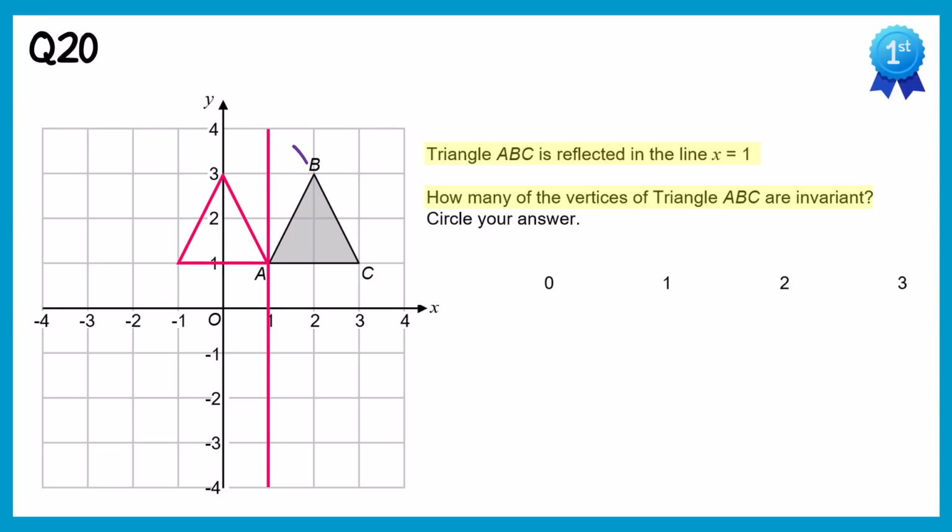Well, if we look at point B, that moved over to here, so that definitely didn't stay in the same place. Point C also moved, so that's not in the same place. But point A stayed in the same place because it's on the mirror line. This means it's an invariant point. So only the point A was invariant, so the answer is 1.